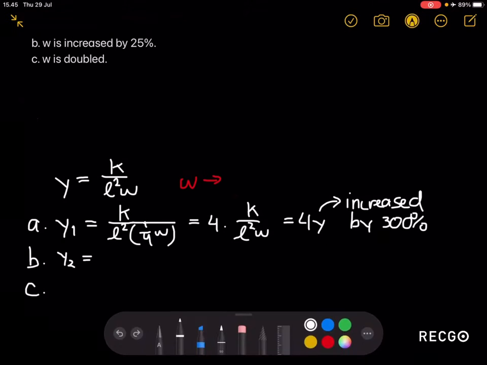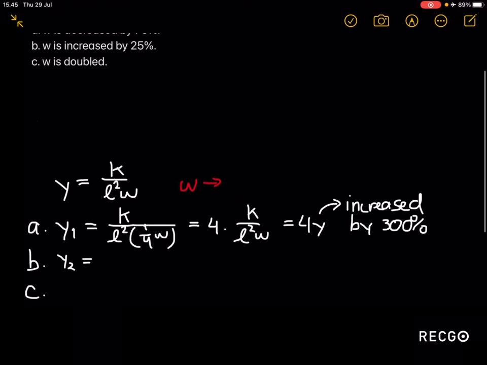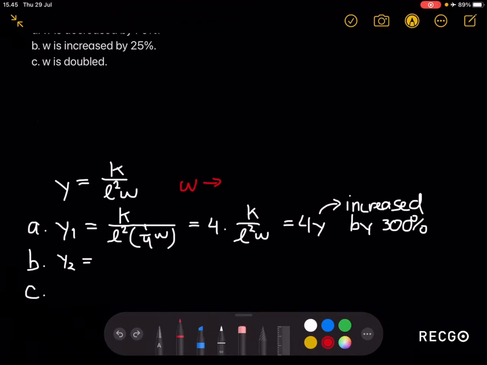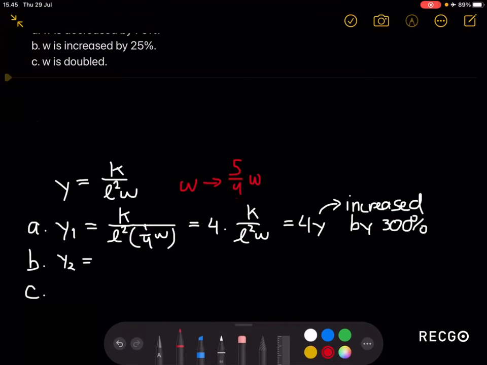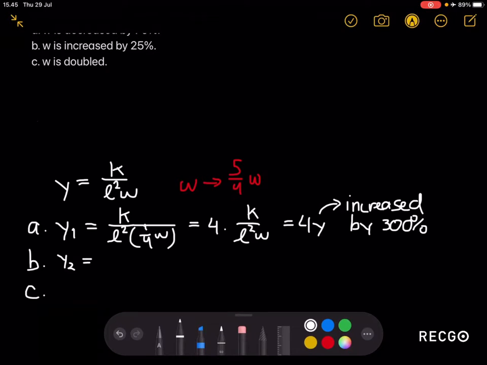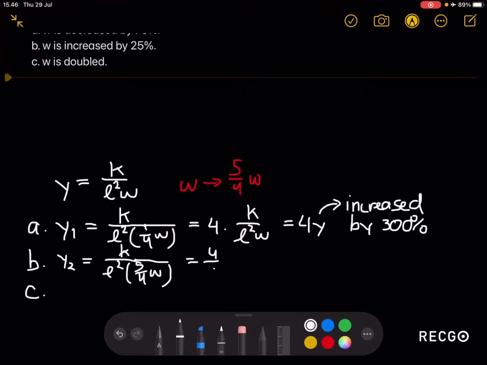Now for part B, what happens when w is increased by 25%? Or in other words, what happens when w is 5/4 of its original value? Well, let's just call our new value for y being y2, so that will be k over L squared. Substituting our new value for w, that will be 5 over 4 times w. This will be 4 over 5 times k over L squared times w, which is just the original y itself.